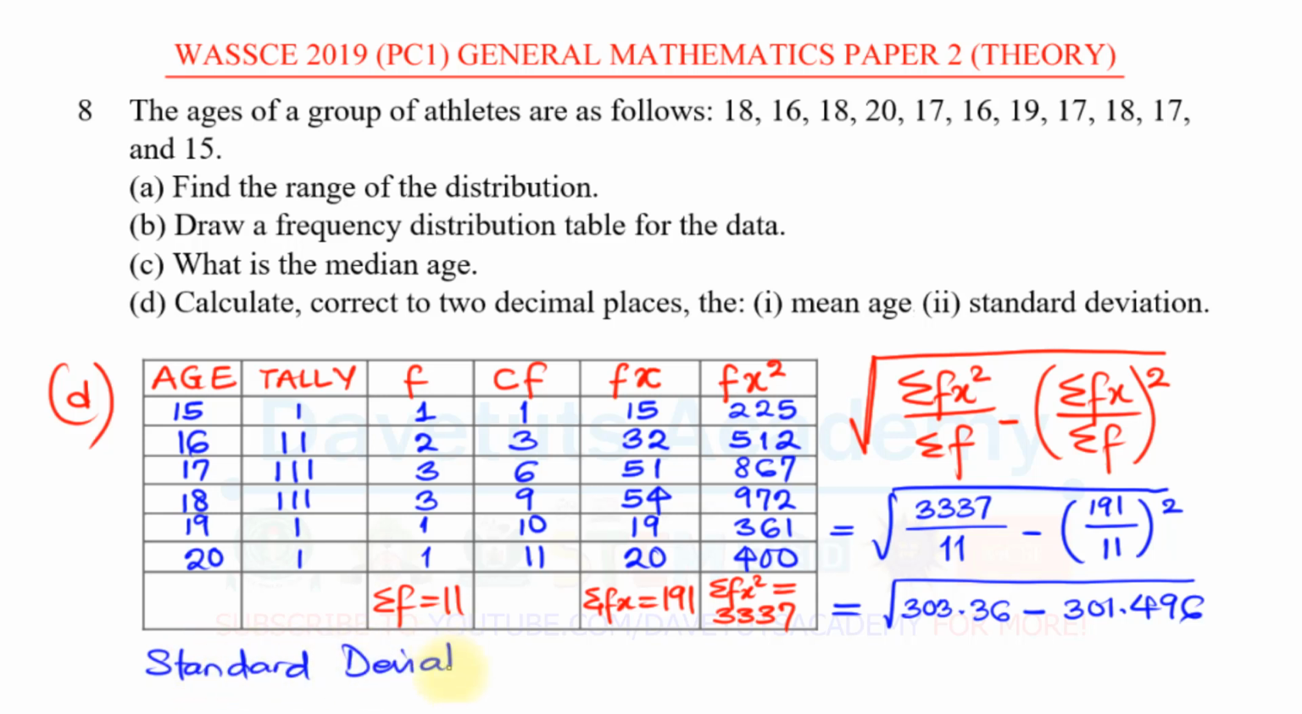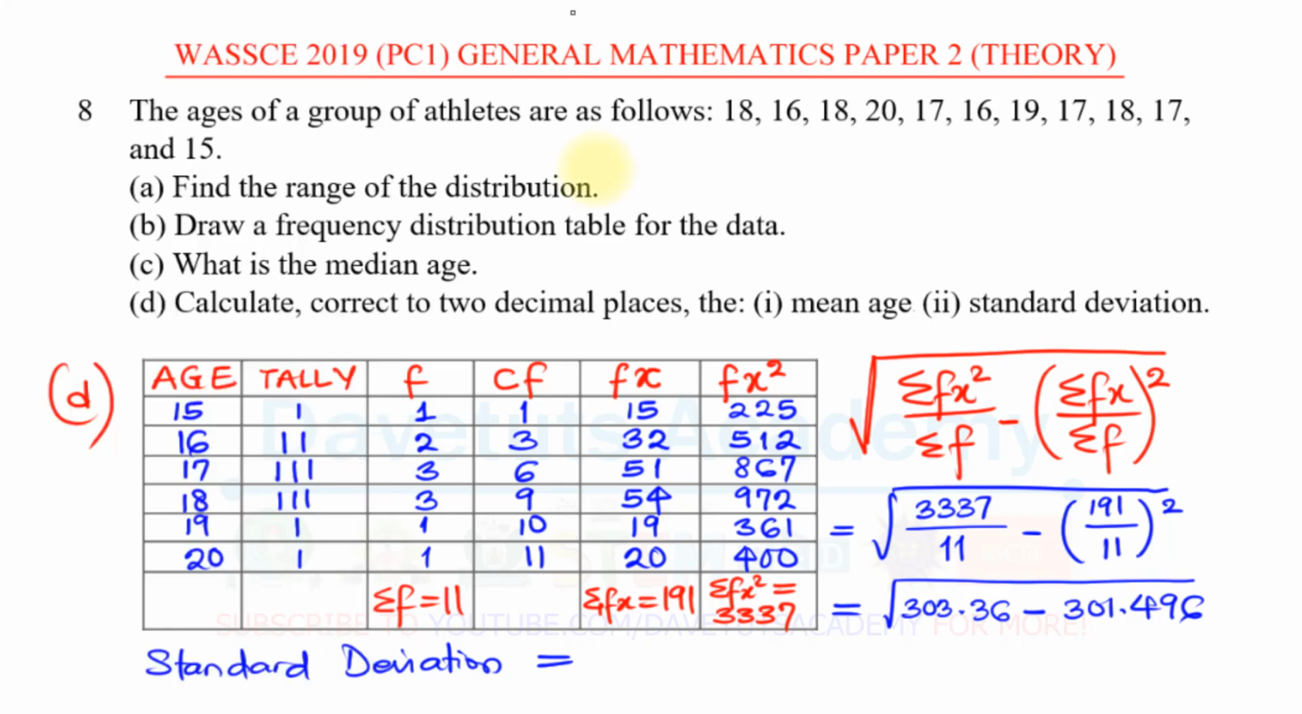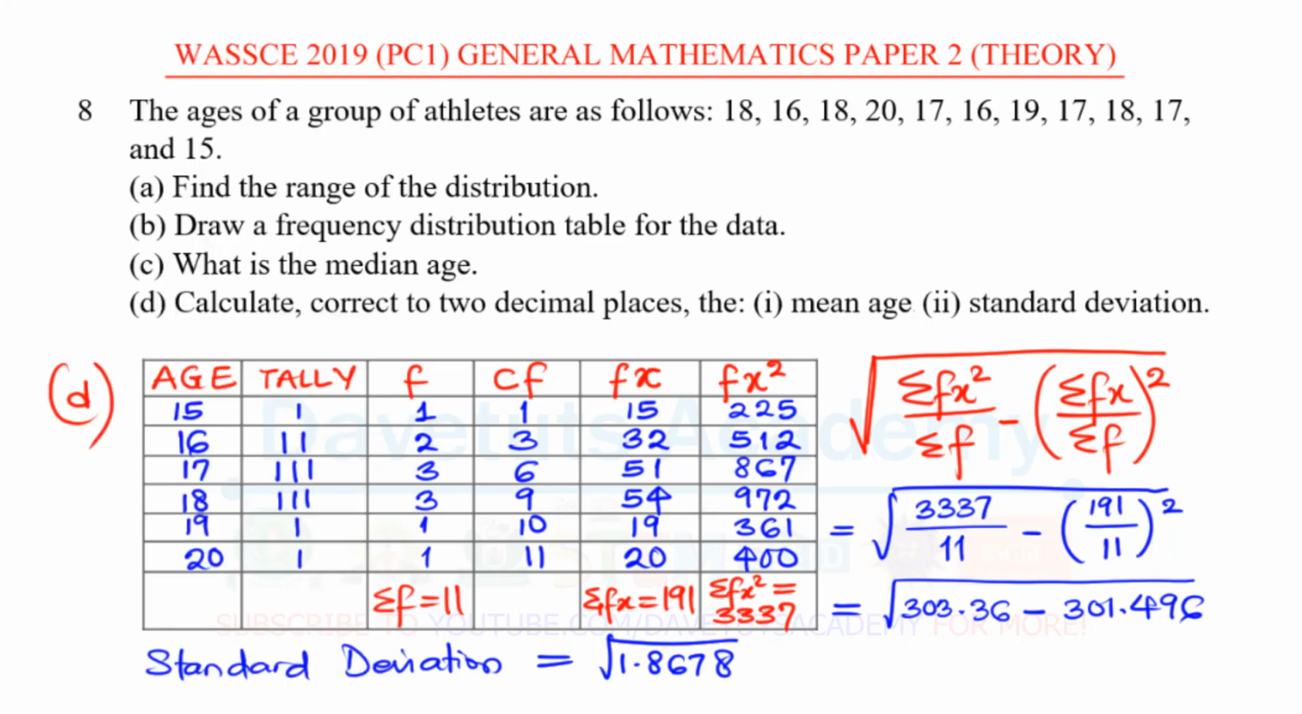So the standard deviation, as we are asked in this question, is equal to what? Square root of 1.8678. And we have to look at that in the calculator. The square root of our answer is 1.366666, and approximately that will be 1.37 to 2 decimal places. Okay, so this is our answer.